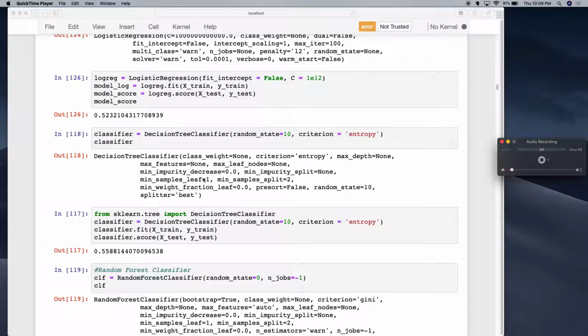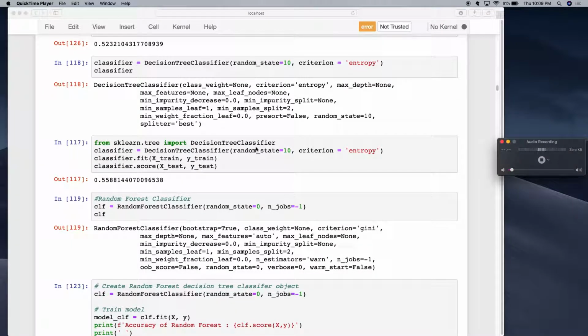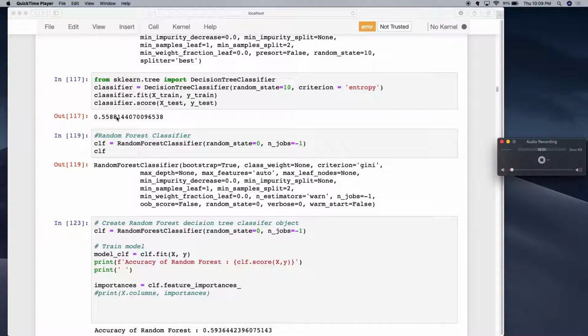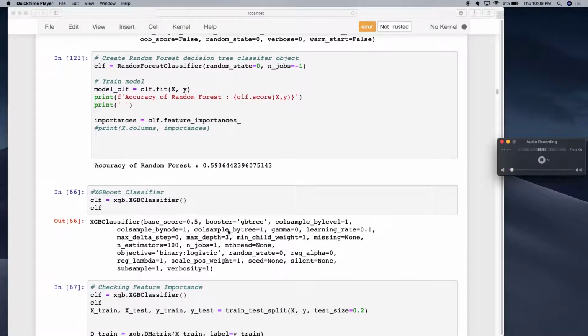The basic decision tree, and I should say that all the models were kept just as they came from sklearn or whatever actually made them, because usually they're best optimized there. The basic decision tree from sklearn had a 53% or a 55% accuracy, and random forest had by far the best with a 59% accuracy. Everything else fell in between there.